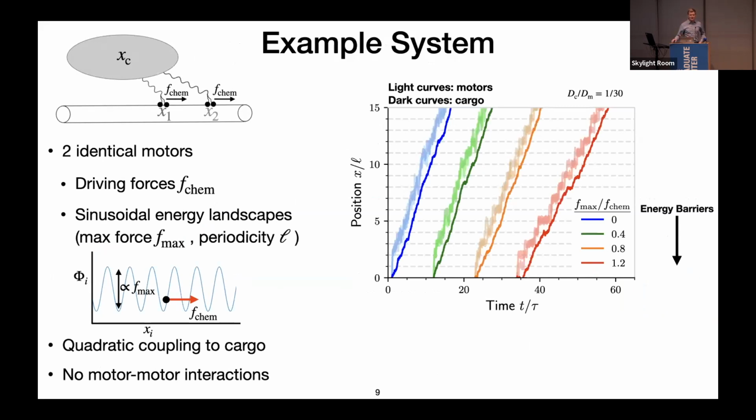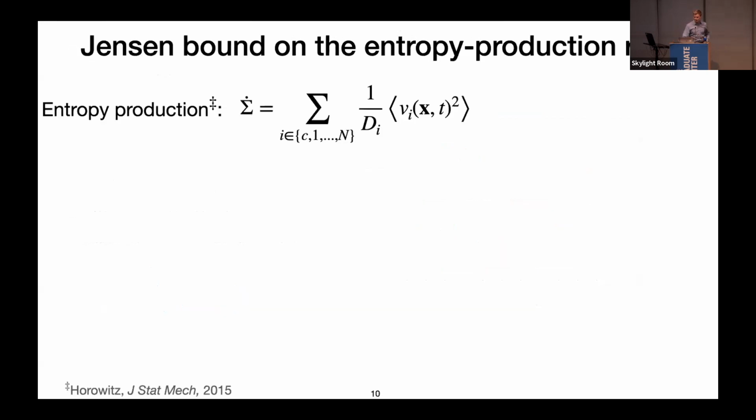And simulating the dynamics for this system, you get trajectories that look something like this, where the light curves are the motor trajectories, the dark curves are the cargo, and the different colors represent different heights of energy barriers in the periodic potential. As we go from no energy barriers to large energy barriers, you see the motor dynamics go from being continuous to more like they're taking discrete steps, which is generally more like what's seen experimentally. And we can approximate some of these parameters by looking at experimental data. We generally think for kinesin, the real dynamics are somewhere around the orange curve here.